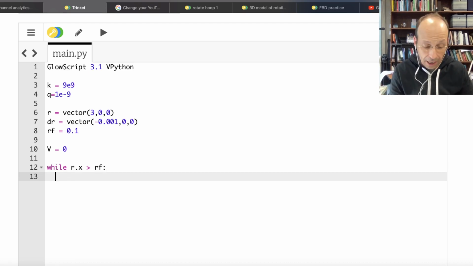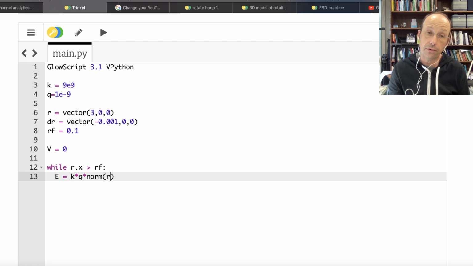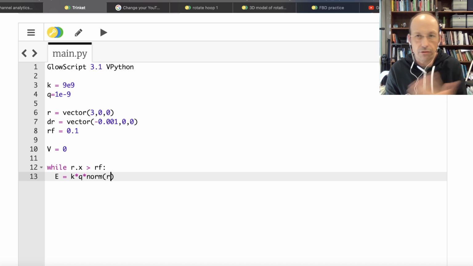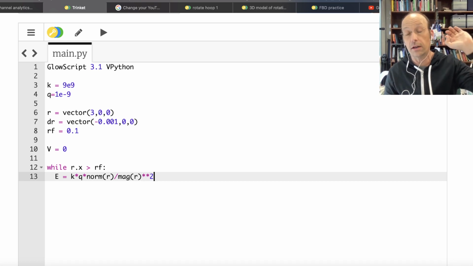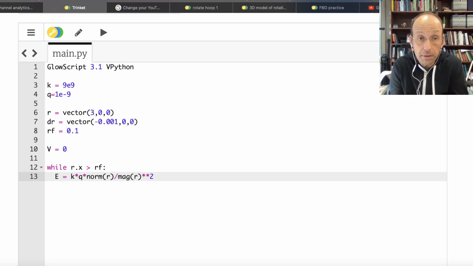Okay, so the first thing I'm going to do is calculate the electric field at that location. So it's going to be k times q times norm r. If you remember, norm r in Python is a unit vector in the direction of r, so I don't have to do that. I mean, you could just say x hat, right? I know the direction of the electric field, but I'm going to do this in the most formal way. And then I'm going to divide by the magnitude of this r value squared. mag is a built-in function in GlowScript Python that returns the magnitude of the vector r. So that's my electric field. I'm going to assume that's constant during this time.